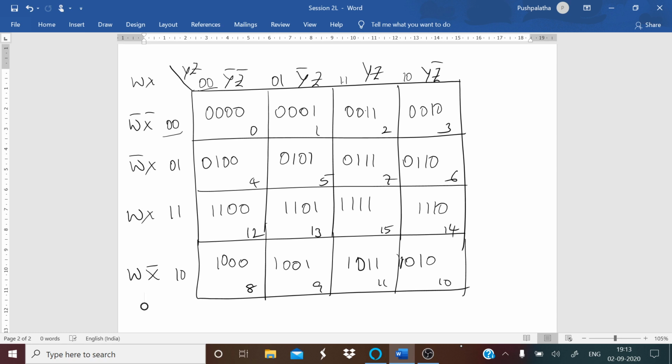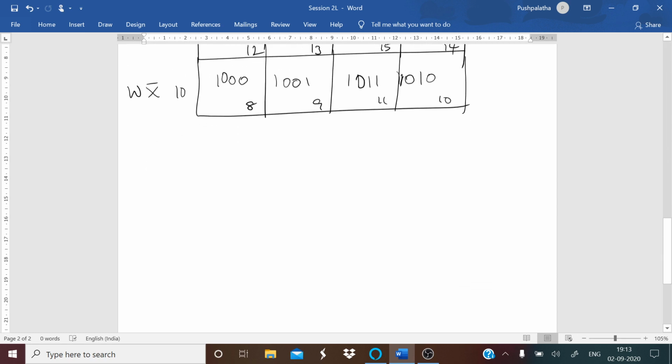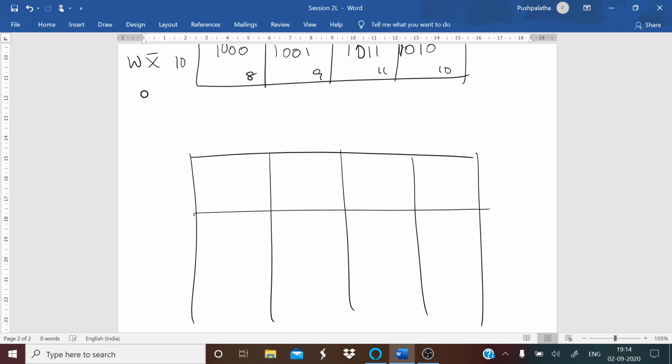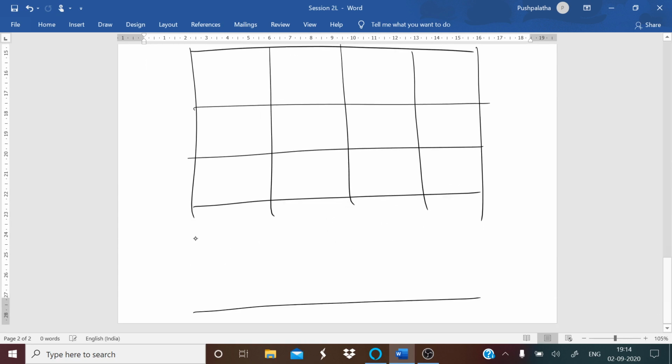Okay. In the same way, similarly, if you are expressing in terms of your shorthand version, you know the shorthand version, right? That is M.